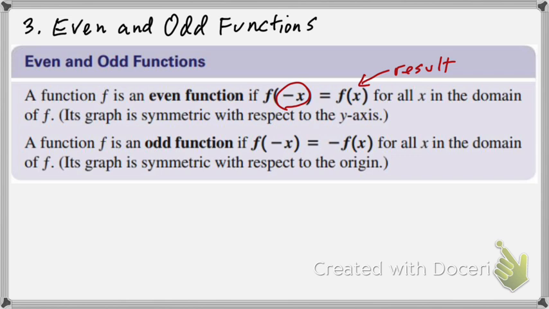Okay. And then they're talking about odd functions. We're doing the same thing. We're replacing the x's with negative x. But now we're getting the opposite of our original. That means if I took our original function and stuck a negative sign in front of it, then I would have an odd function, and it would have origin symmetry. Now that one's a little weird compared to the way we checked for origin symmetry. So don't get confused.